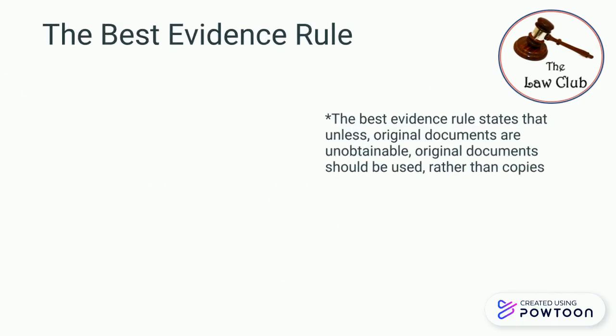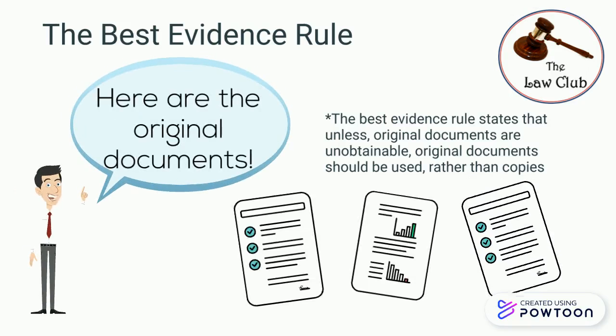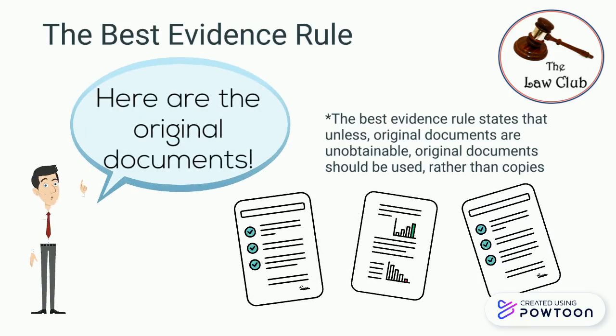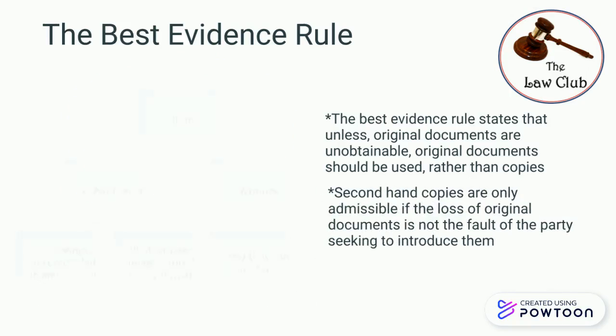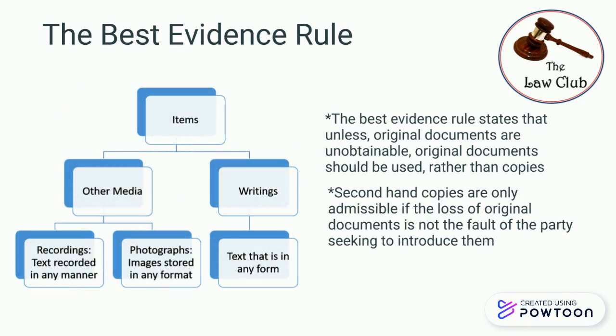The best evidence rule states that unless original documents are unobtainable, original documents should be used rather than copies. Second-hand copies are only admissible in court if the loss of original documents is not the fault of the party seeking to introduce them.